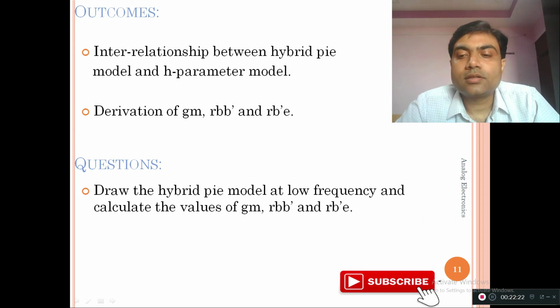So this is the discussion of today's lecture, and in the next lecture we will see how the other two components, RB'C and RCE, are calculated.